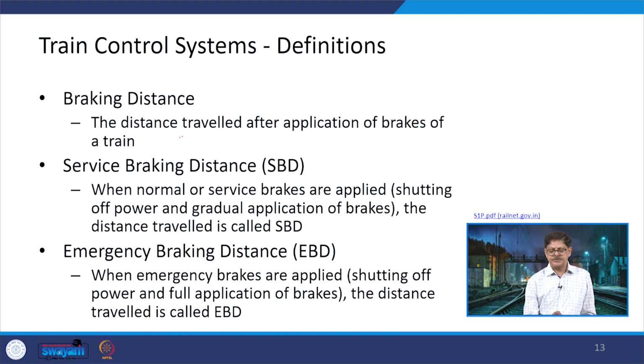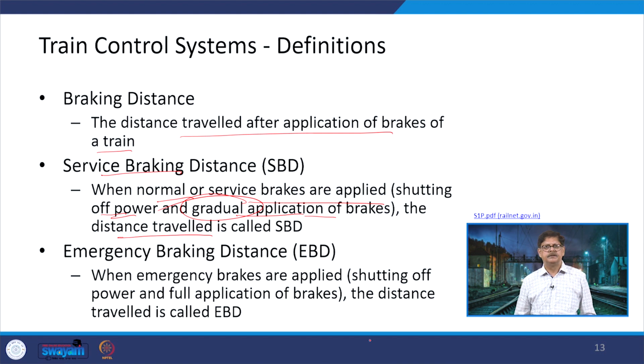Braking distance is the distance travelled after application of the brakes by a train or a locomotive. Service braking distance, we discussed it previously too, is when the normal or service brakes are applied, that is, the power is being shut off and there is a gradual application of the brakes. So, here we are talking about the gradual application of the brakes, and whatever distance is travelled is defined as the service braking distance.